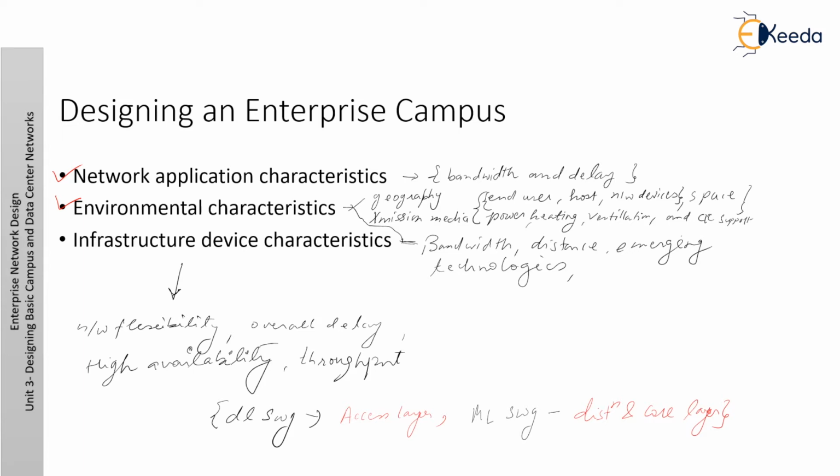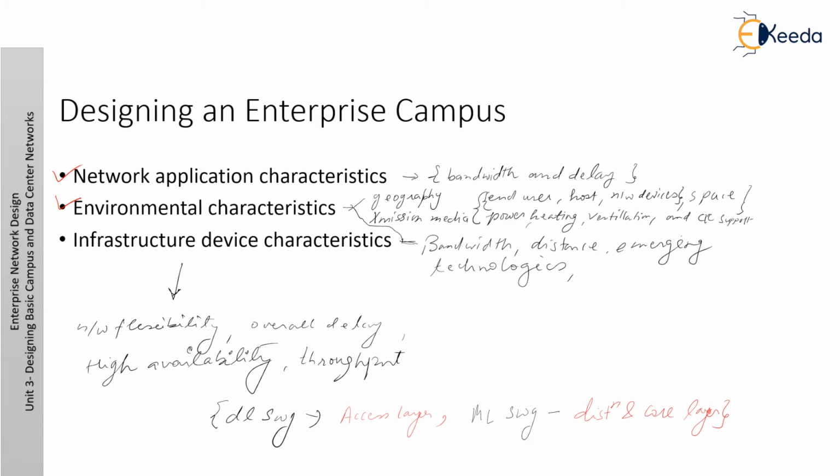Cabling is one of the biggest long-term investments in the network deployment. Therefore, transmission media selection depends not only on required bandwidth and distances, but also on the emerging technologies that might be deployed over the same infrastructure in the future.